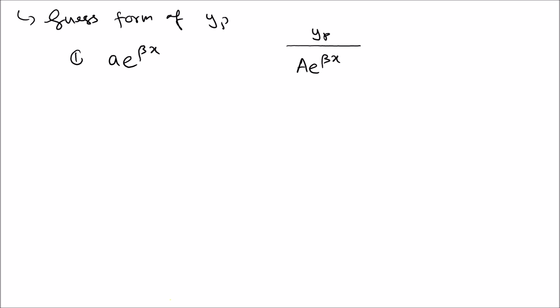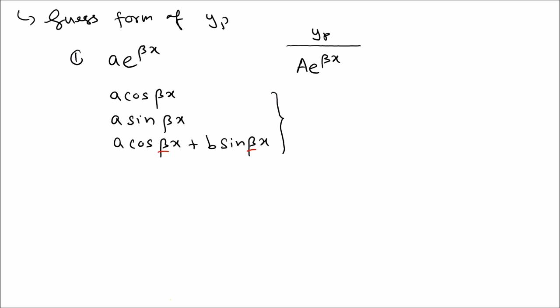That's the first type. For the second type, there are three cases. It can be something times cosine beta x, something times sine beta x, or something times cosine beta x and another number times sine beta x. Here the beta is the same. In this case, all three have only one form: A cosine beta x plus B sine beta x. Even if we have only one, like just cosine or sine, we still need to have two. The reason is that when you take the derivative, it changes sine to cosine, so we need to add both. That's the second type.